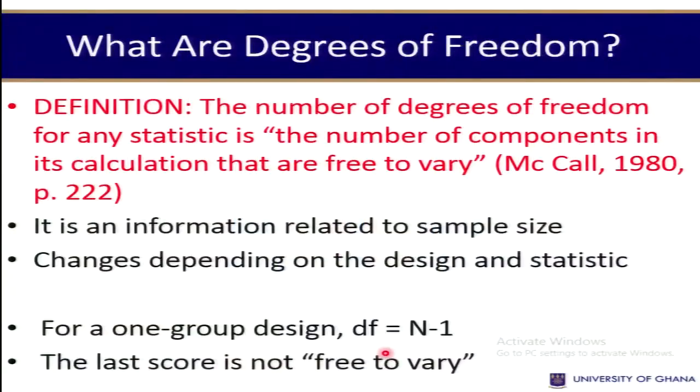So whenever we are dealing with a one sample situation, the degrees of freedom, the numbers that are free to vary, will be the sample size, which is the capital N, minus 1. All of them are free to vary except one. The last one will not be able to change, because the moment we change it, the values will not add up to the same amount.